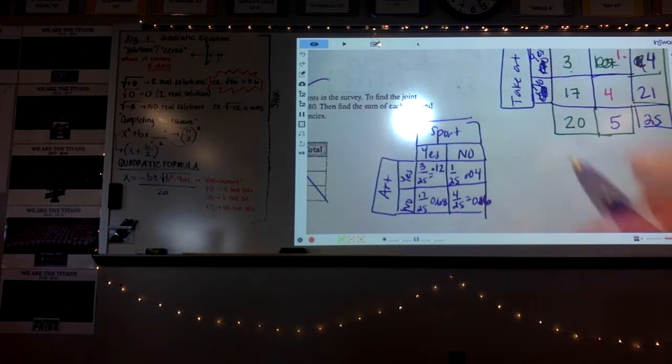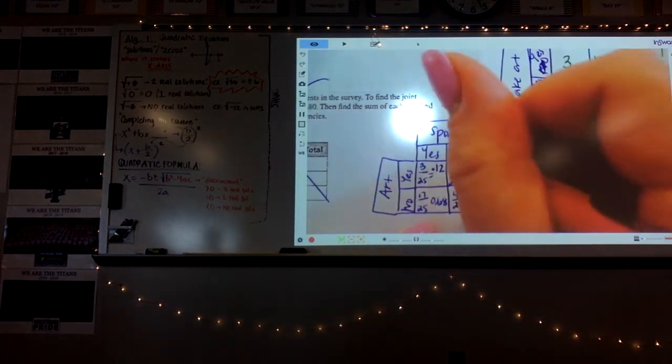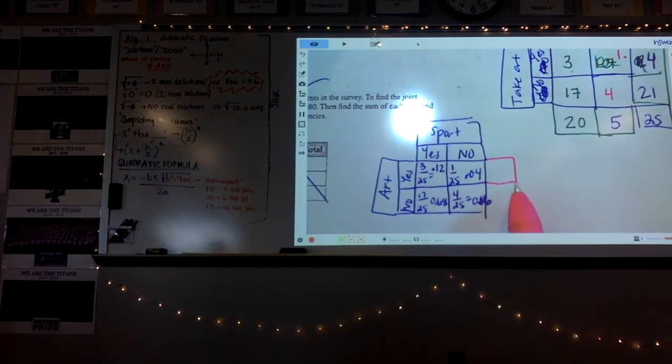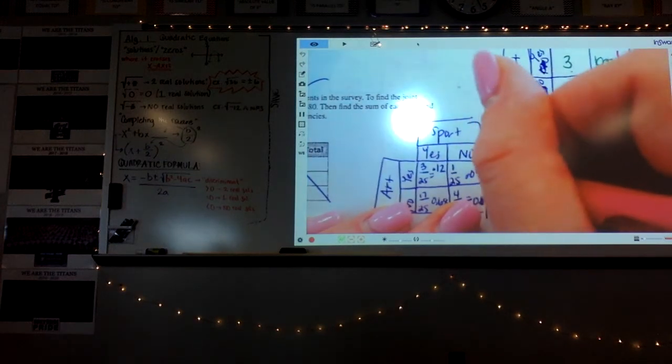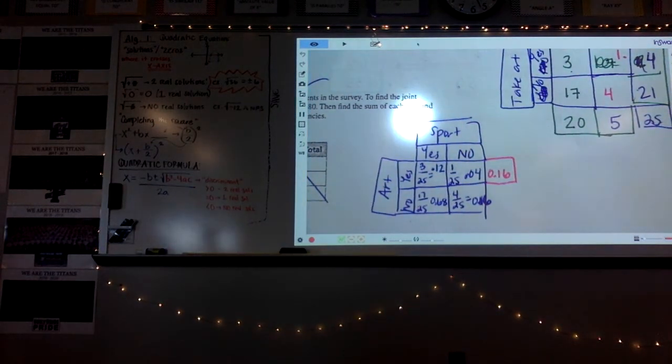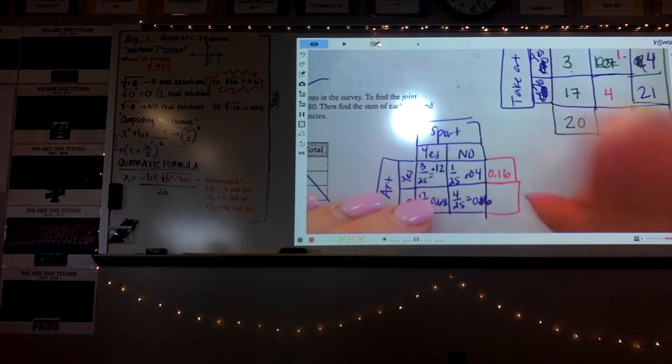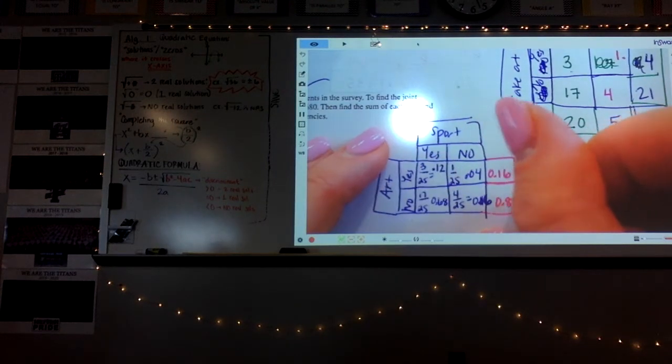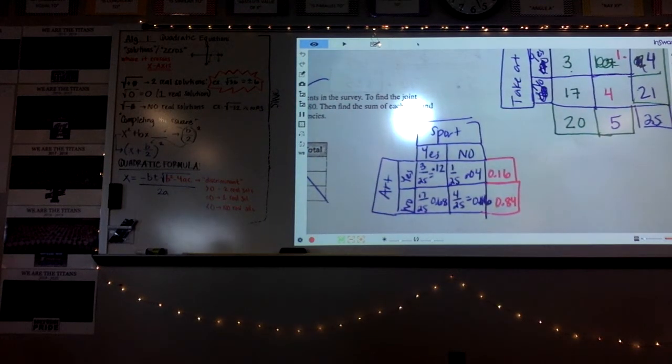So then your marginal relative frequencies are just, again, those decimals added together. So 0.12 plus 0.04 is 0.16. So 16% of you are taking an art class in here. 0.68 plus 0.16, 0.84. 84% of you are not taking an art class.